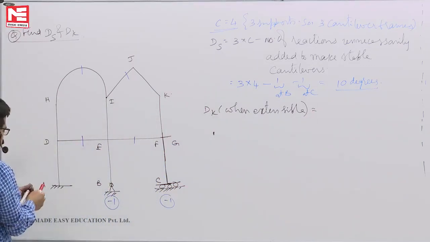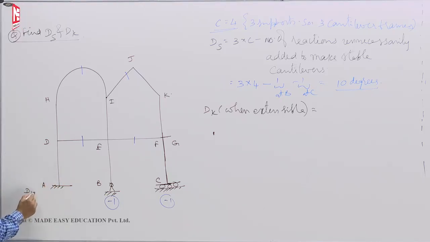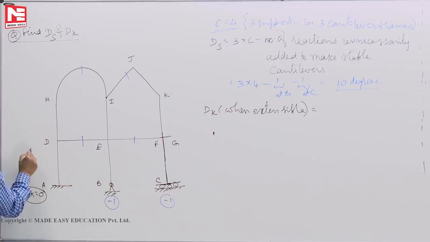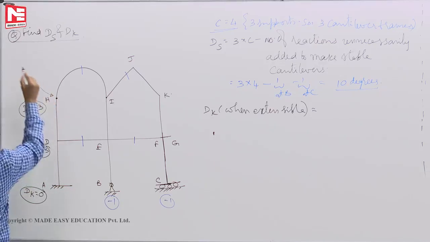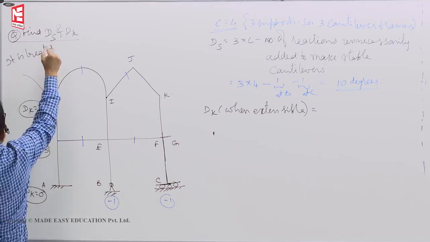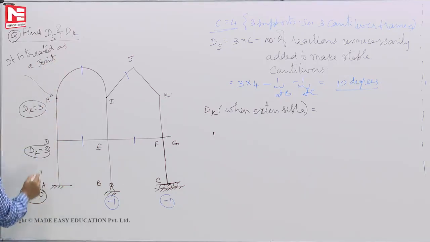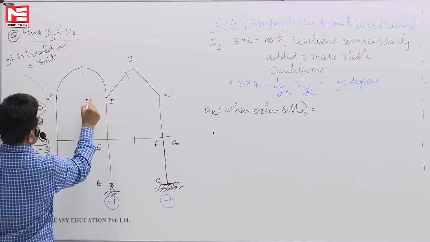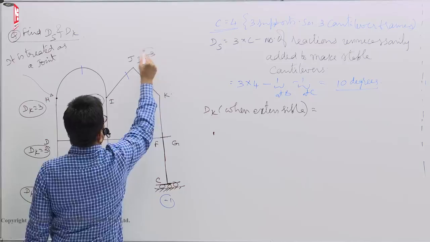Dk, I will use the black one. Here dk how much? 0. Here dk is 3. Here this also you have to consider as a joint. Dk is equal to 3. It is treated as a joint. So anyhow this you will take it. Dk is 3. Here J is a joint, so dk is 3.